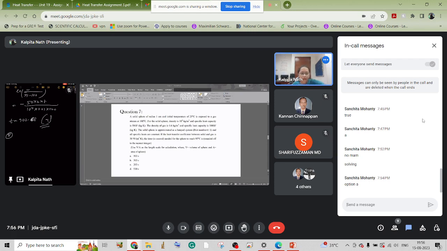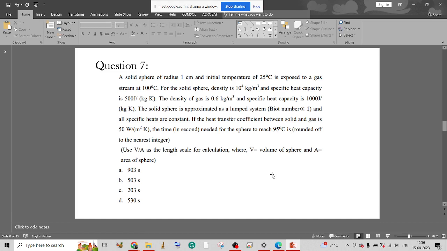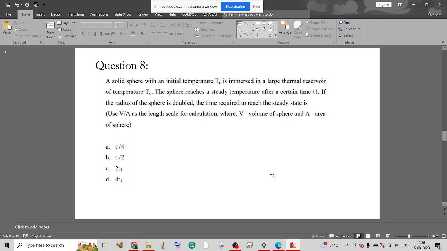Okay, let us go for question number 8 now. A solid sphere with an initial temperature of Ts is immersed in a large thermal reservoir with temperature T0. The sphere reaches a steady state temperature after a certain time T1. If the radius of the sphere is doubled, the time required to reach the steady state is which of the following?